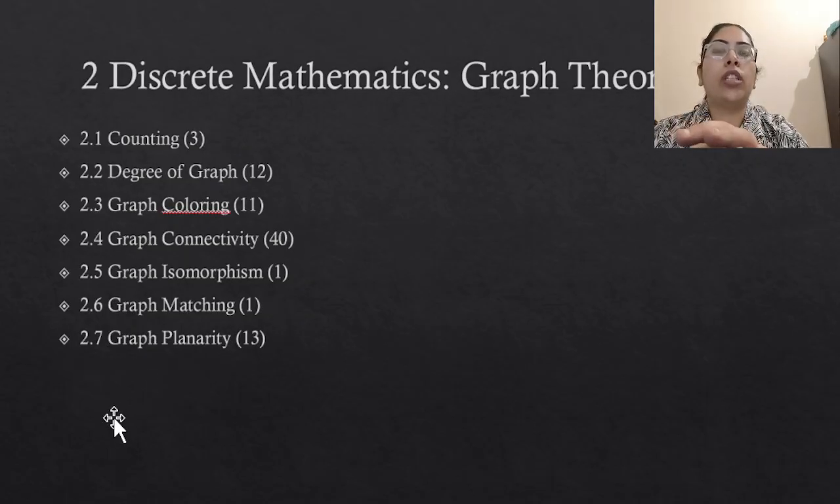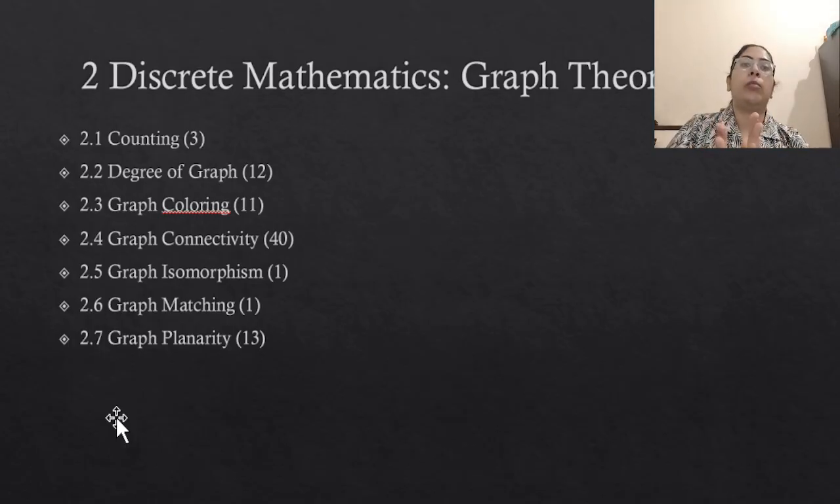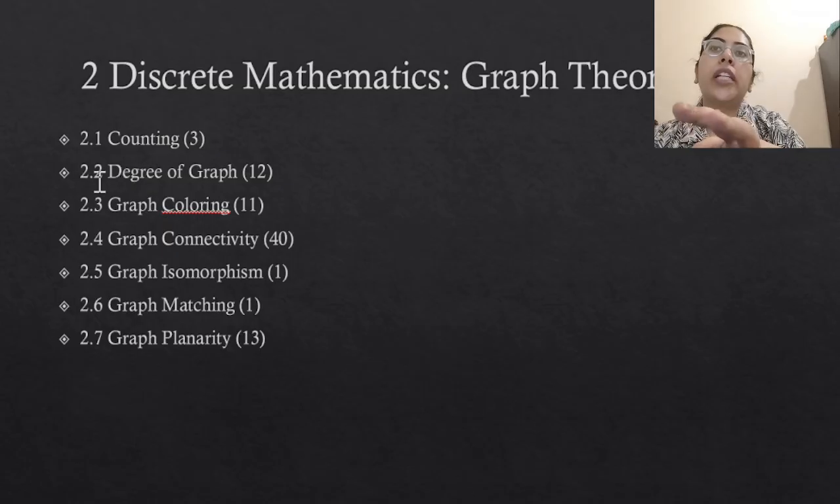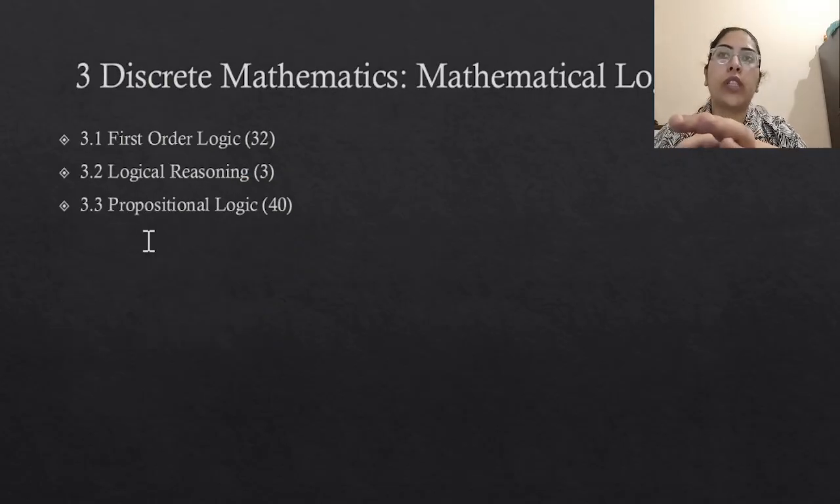Next is graph theory. Graph theory is very important, so don't miss it at any cost. The topics are counting, degree of graph, graph coloring, graph connectivity, graph isomorphism, graph matching, graph planarity. Next is mathematical logic: first order logic, logical reasoning, propositional logic.